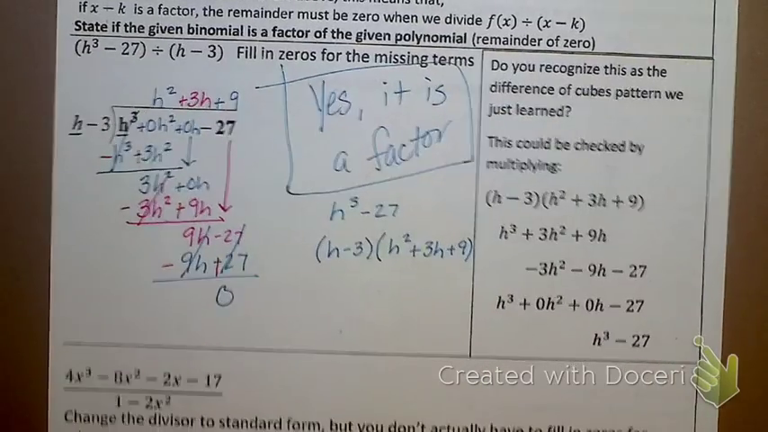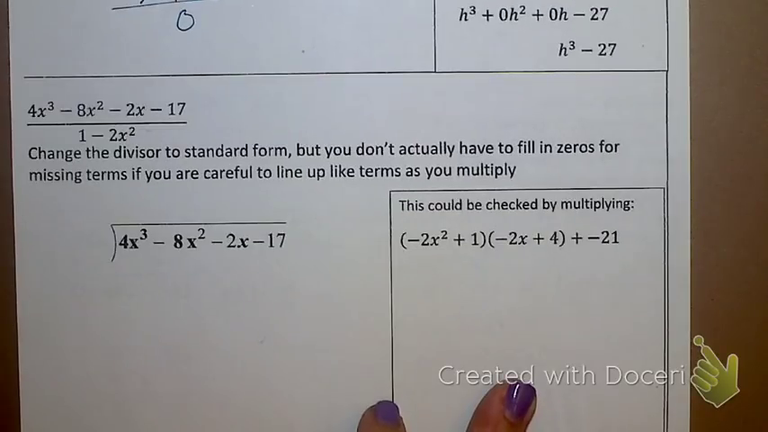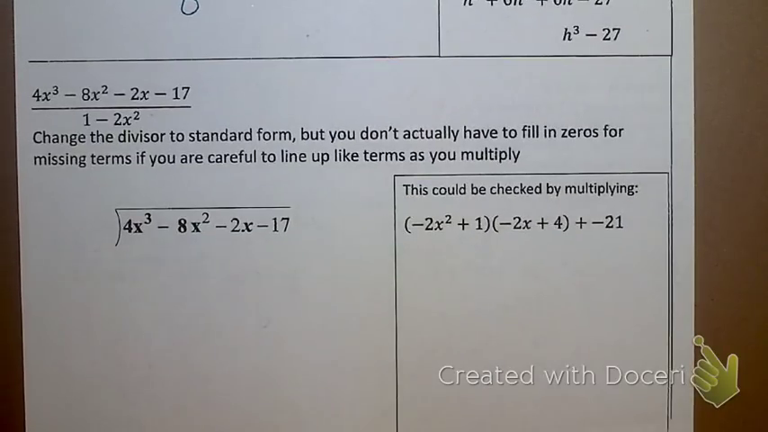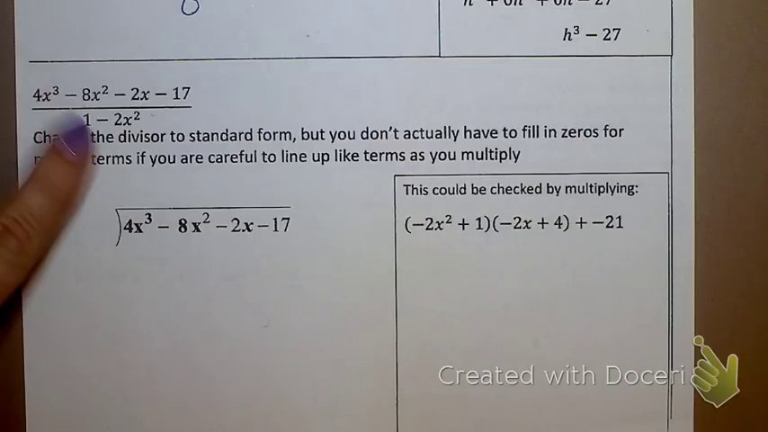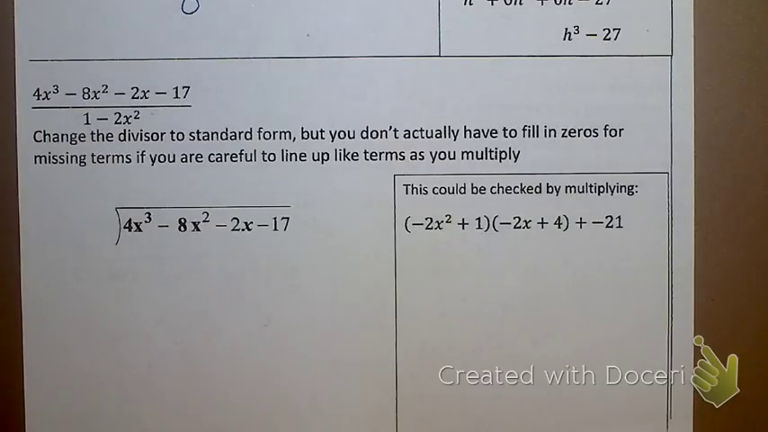Okay? All right, last one. Here's what the problem looks like. Now, there's a little problem with the polynomial on the bottom. What do you notice about it? It's not in standard form. So, I need to put it in standard form.